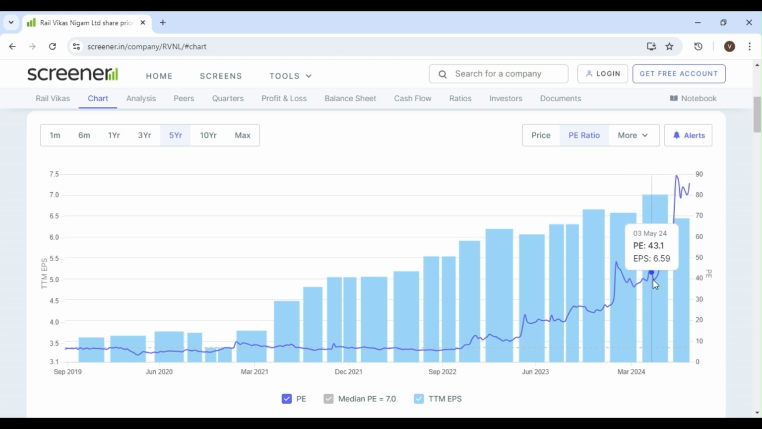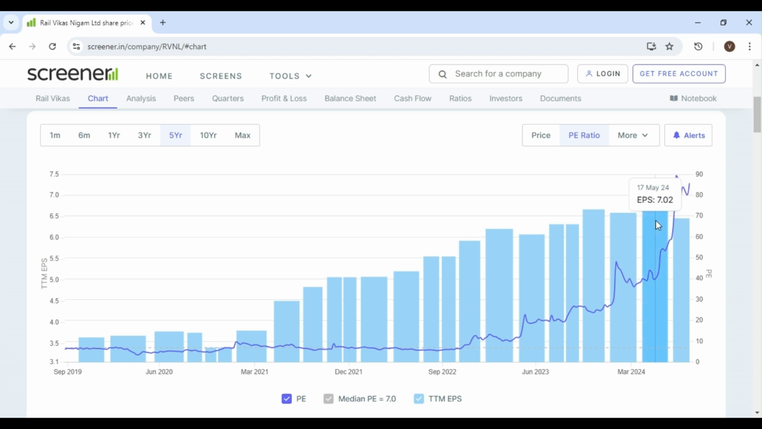7.02. This is 6.59. So 39 times it has increased, but it is 7.02. But it is 87 times. So here it is 43, 44 times. So PE has a 7.02% success. So we have to be careful that here 6.59, it is 7.02.